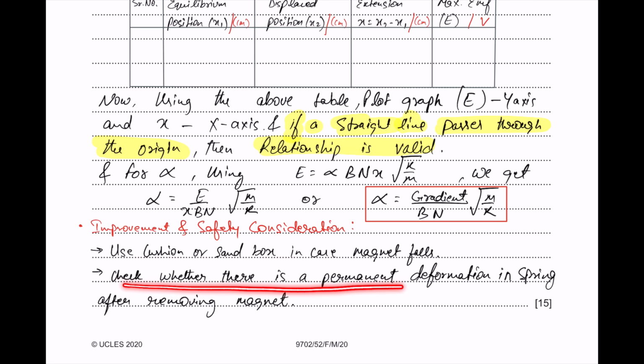We can check whether there is a permanent deformation in the spring after removing the magnet, because we know the equilibrium position and the equilibrium length, the normal length of the spring. So we can check whether permanent deformation has taken place in the spring or not, because if it has, the value of K will vary, and that will alter the result and provide less accuracy in our experiment. So these two points I think I can add to improve and for the safety consideration. You may add any other relevant point that can be considered.